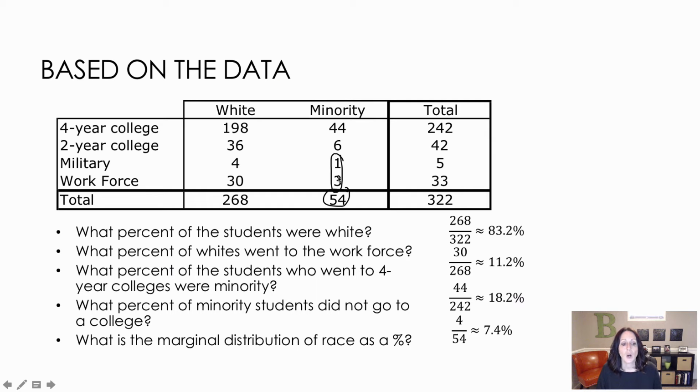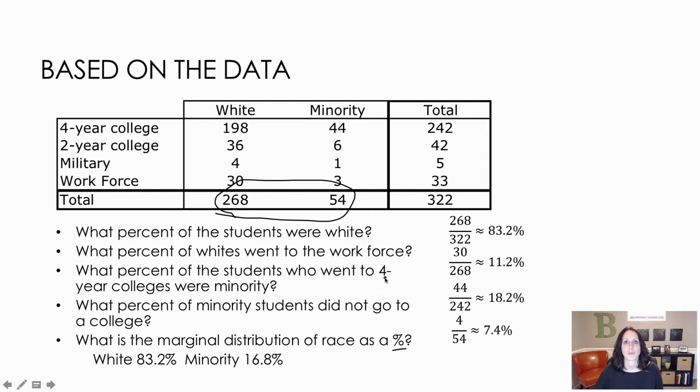The last one, what is the marginal distribution of race as a percent? So marginal distribution of race would of course be whatever in the margins for race. So that's these two values, but notice they want it as a percent. So really I would just find the percent of 268 out of 322 and 54 out of 322.